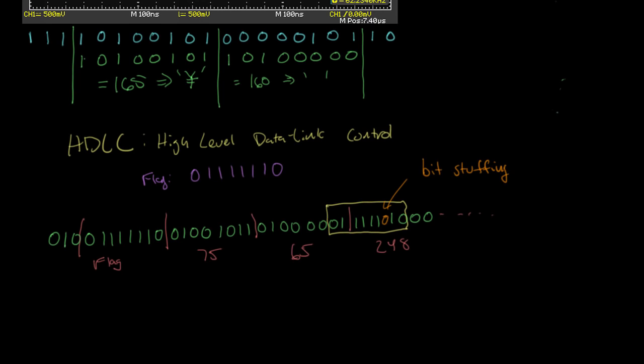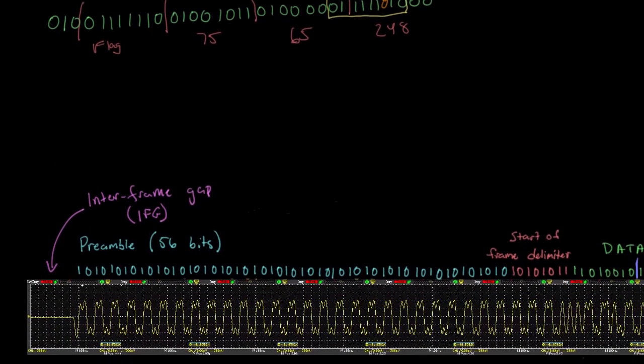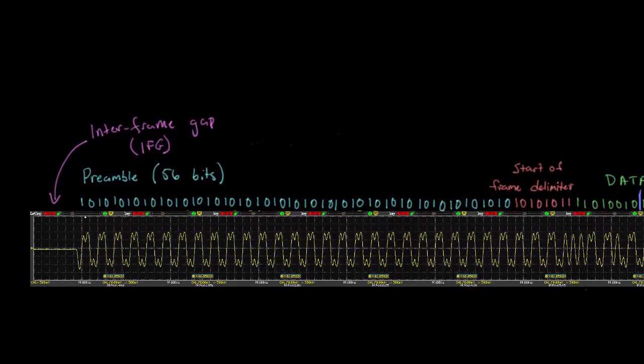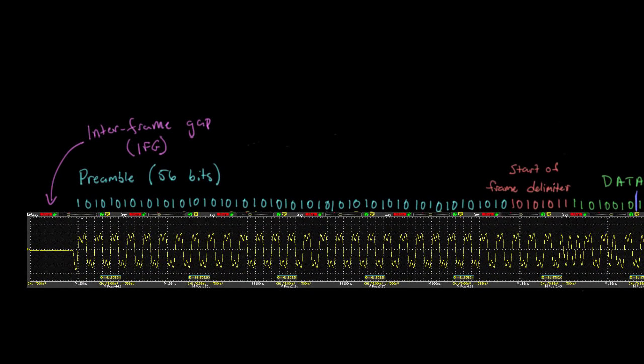So that's HDLC. Now Ethernet is quite a bit different. So let's scroll down here and I'll show you what the beginning of an Ethernet frame looks like. At the beginning of an Ethernet frame, there's what's called an interframe gap, which is actually a period of silence where there's nothing being transmitted at all. In fact, the voltage on the wire is zero. And Ethernet requires an interframe gap of at least 96 bit times.